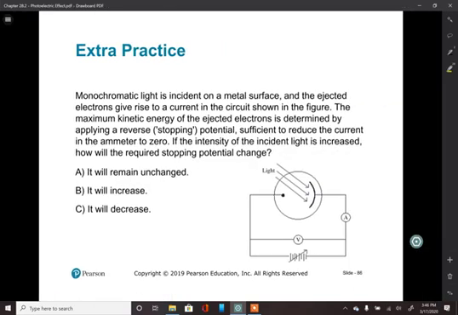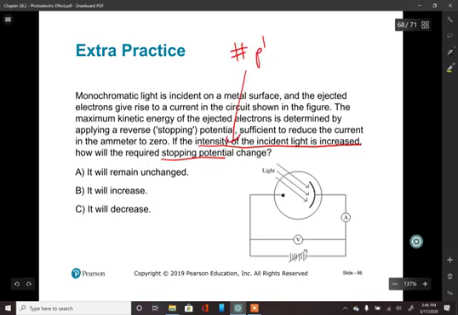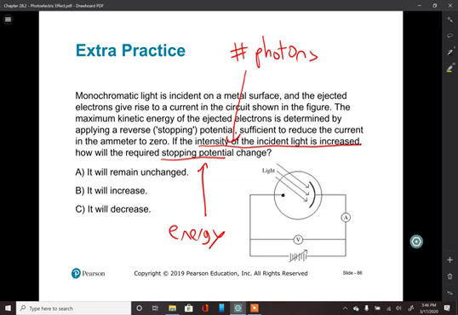Okay, so moving on to this next one. Again, identify what's happening, right? The intensity is increased, and we want to know how it affects the stopping potential. Once again, it's a question about two things that are unrelated, right? This is number of photons, and this is sort of energy. Those things are not related in the quantum mechanical model, so we would expect no change, right?